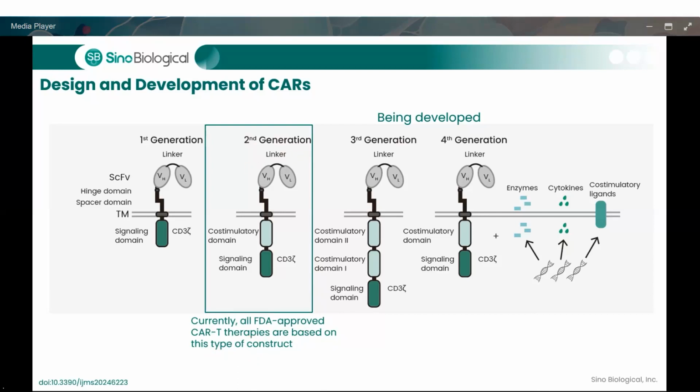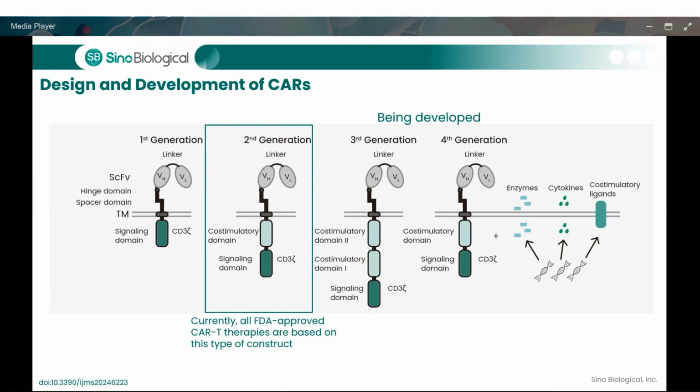The third generation CAR T cells further refine this design by integrating multiple co-stimulatory signaling domains into the CARs to further enhance the CAR T cell activity and persistence.